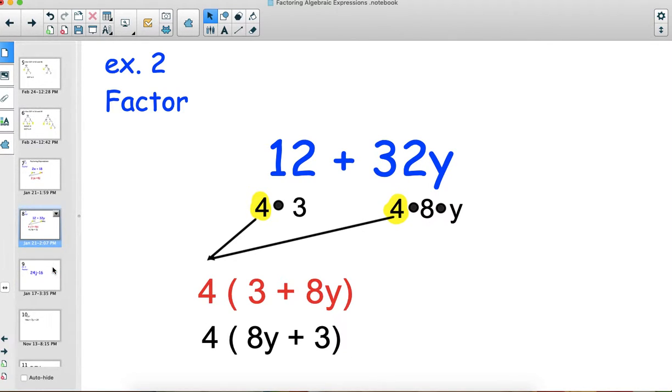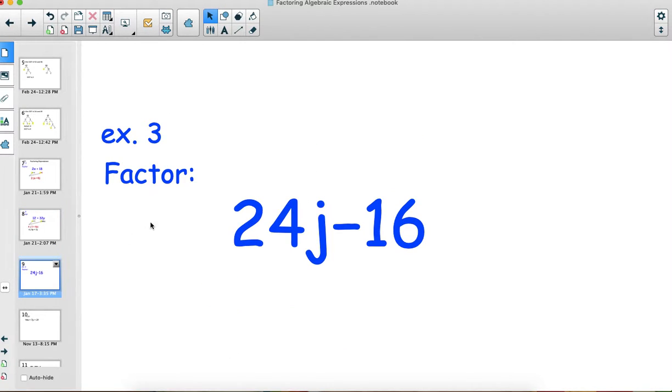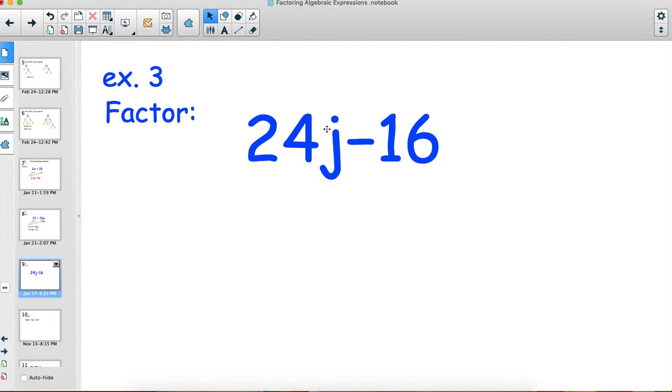All right, we got a couple more examples here. So example 3, again, pause the video. Try factoring 24j minus 16. This one's a little different because you have a subtraction symbol here.